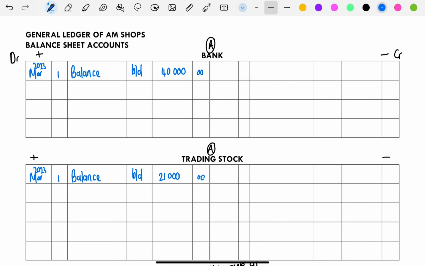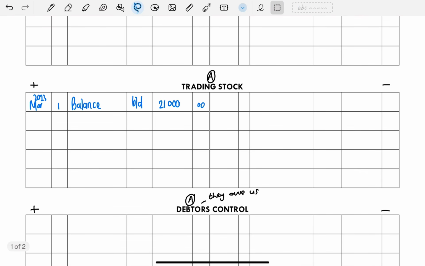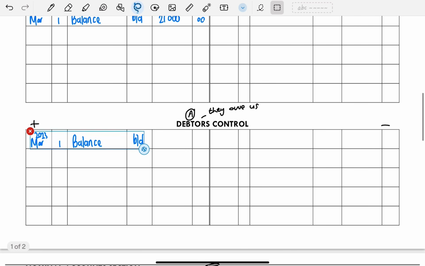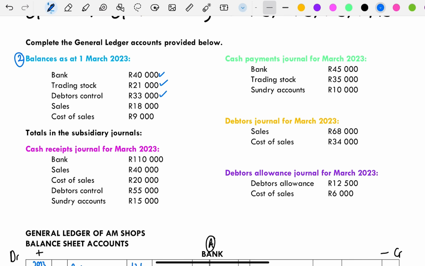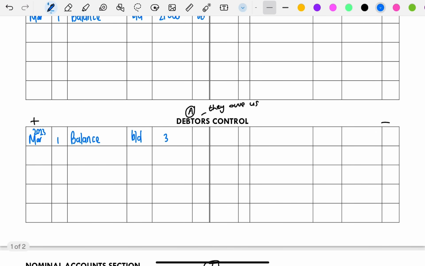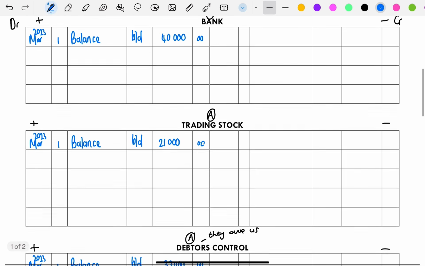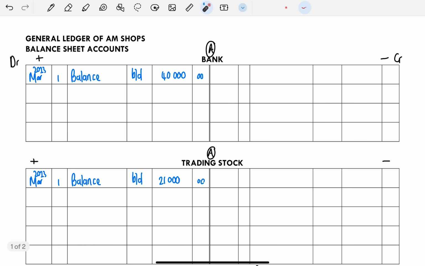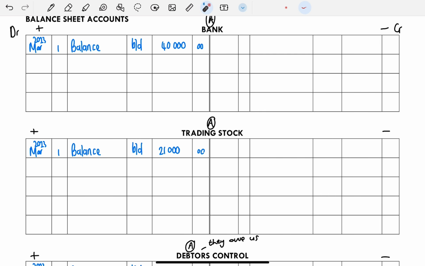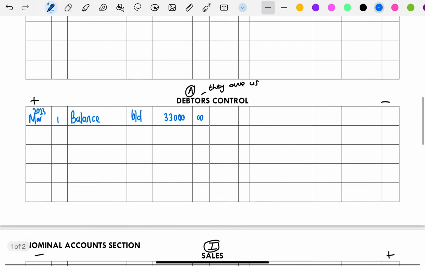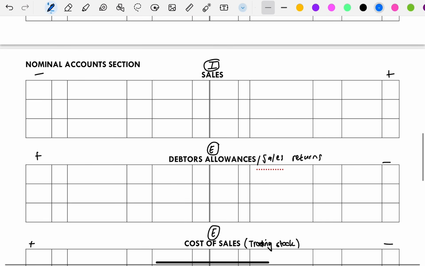And as you can see, I'm on the positive side every time. Same for debtors control. On the 1st of March 2023, my balance brought down was 33,000, which tells me my debtors already owed me 33,000 Rand from previous month's sales. And there we go. There is my balance sheet accounts. What you'll notice is in the balance sheet, we simply write that this is a balance brought down. What you'll notice is, and this is sometimes not all teachers are very pedantic about this. They're not too worried about it.